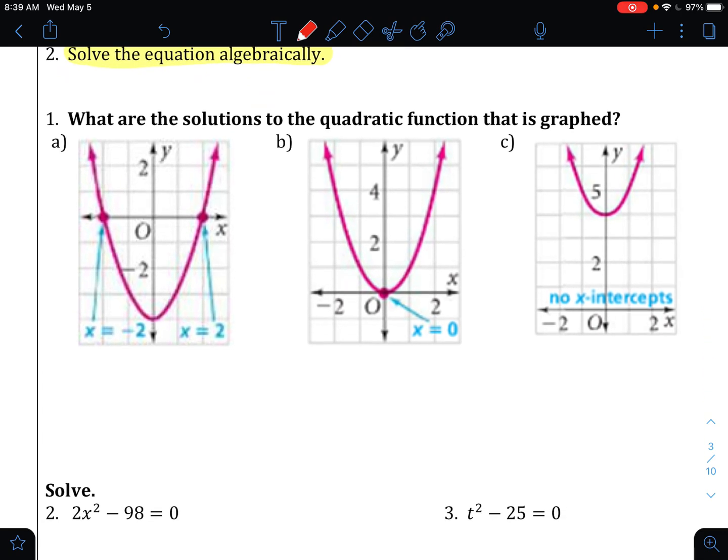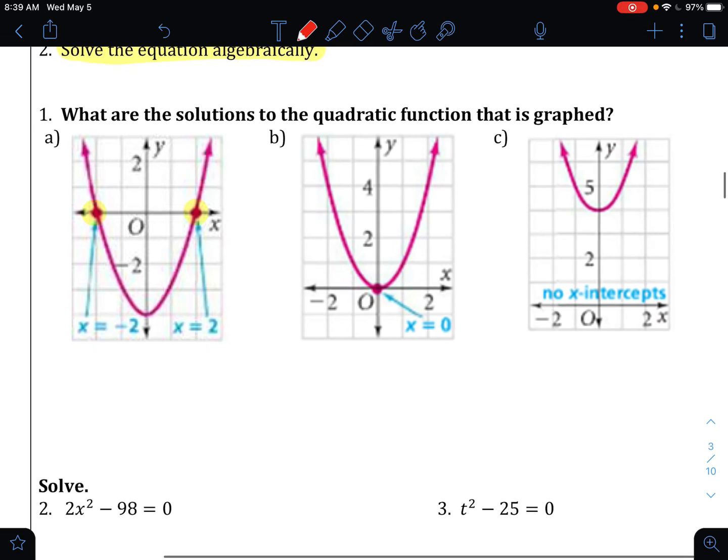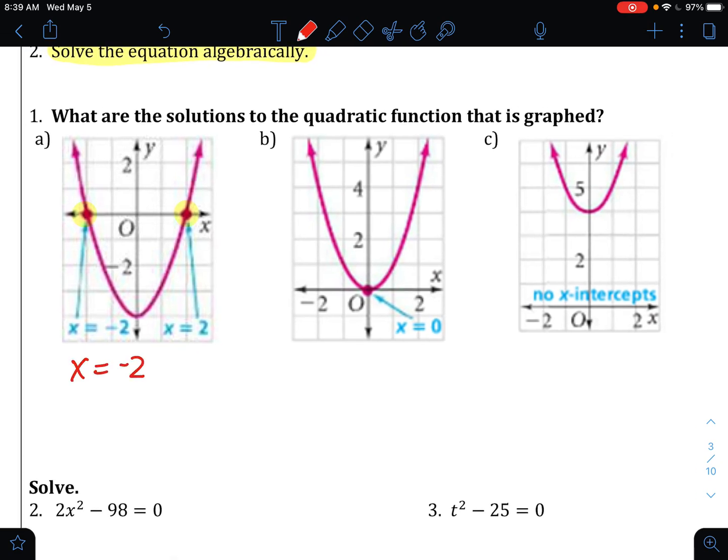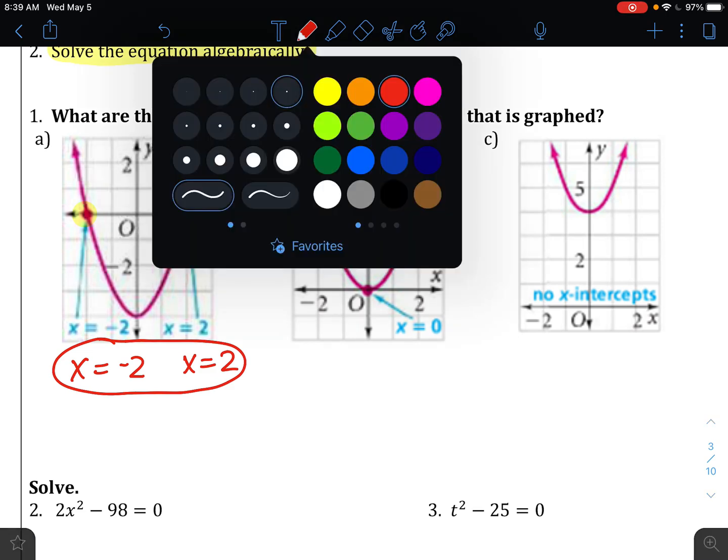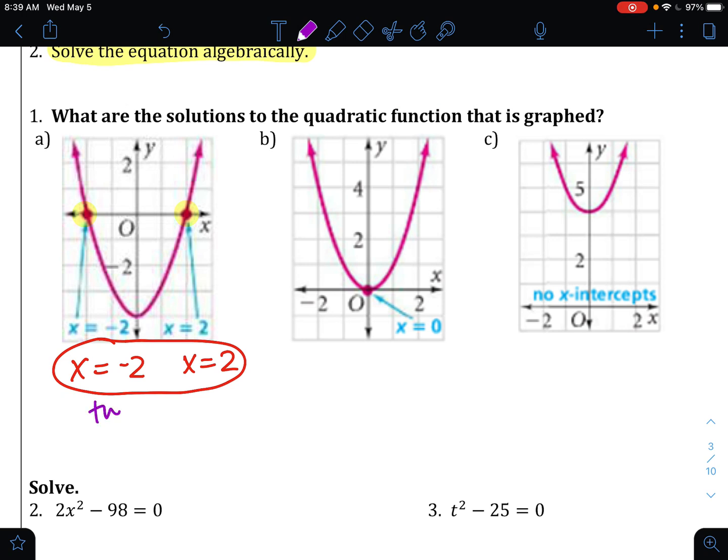What are the solutions of the quadratic functions? We are looking at where it's crossing the x-axis. So right here and right here. You can see, I'll rewrite this. The left solution is -2. The dot on the right is at +2. So here's a case where it crosses the x-axis twice. Therefore, there are 2 solutions. I'm just going to add here underneath it, 2 solutions.